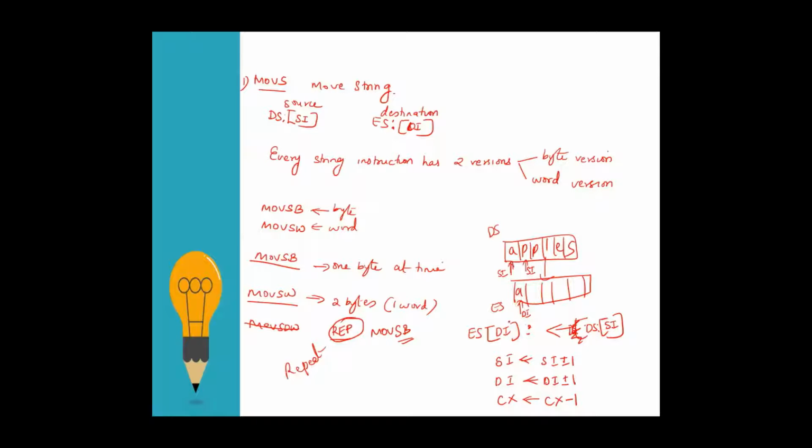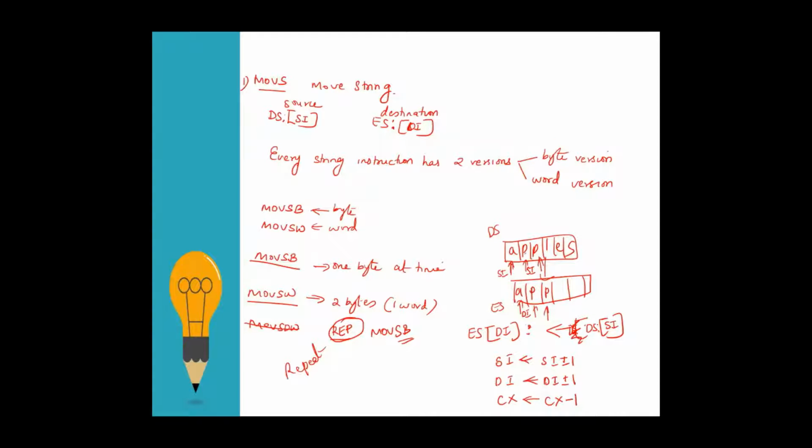First I'll move A here, then I'll increment SI. I have to increment DI also because DI should point to the next free location. Then I'll bring P here, then again increment SI, then also increment DI, and I'll bring the next P here. This is how you transfer bytes, right? Yes or no? Are you getting it? Are you all paying attention?